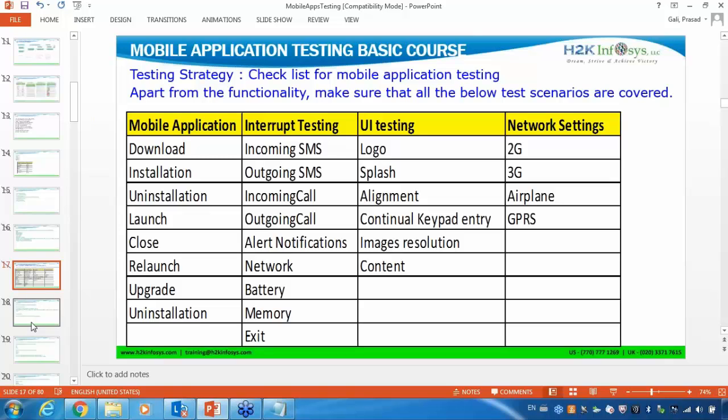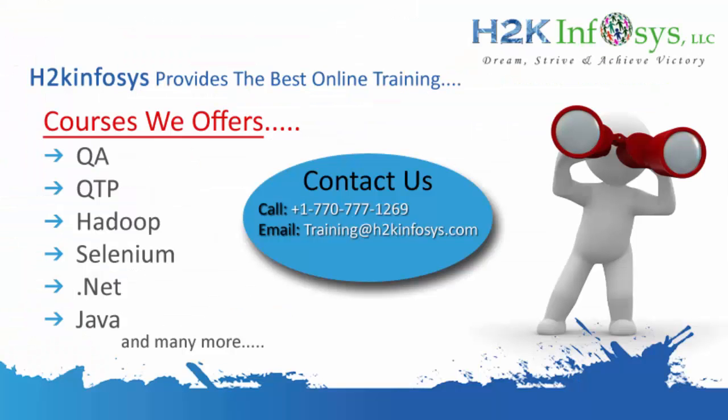Then interruption testing. You will be doing a lot of interruption testing here. Interruption testing, as the name indicates, means you are testing that application by interrupting it. So here, whenever two activities are happening parallelly, then we will call it interruption testing.